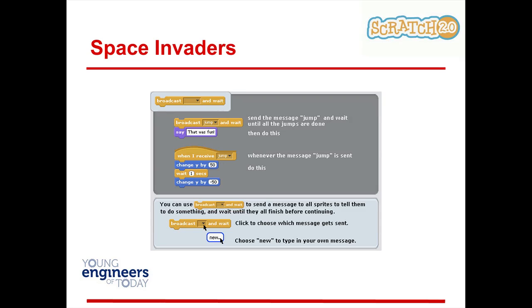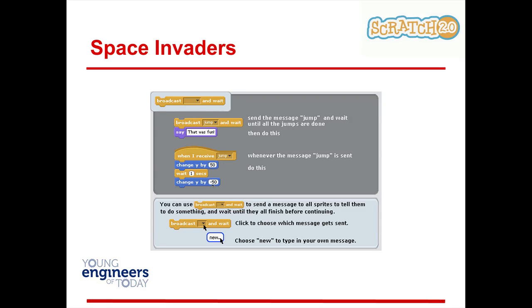Send the message jump and wait till all the jumps are done, then do this. So we could do that. Whenever the message jump is sent, do this. When I receive jump, change y by 50, wait 1 second, change y by -50. So see how, if we use an example of a broadcast and wait, it gives the broadcast message jump. Another sprite has in its code, when I receive jump, so if my sprite sees or hears that, I'm going to go up on my y axis 50, wait a second, and then come back down 50.